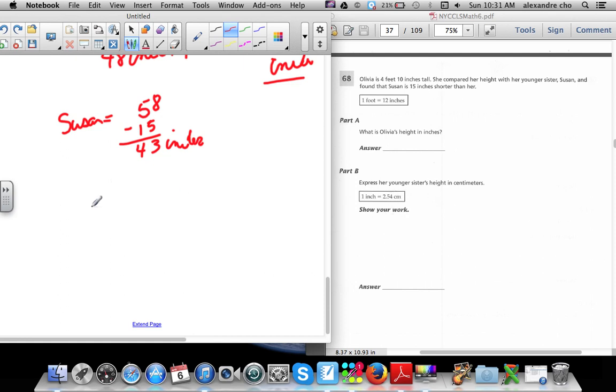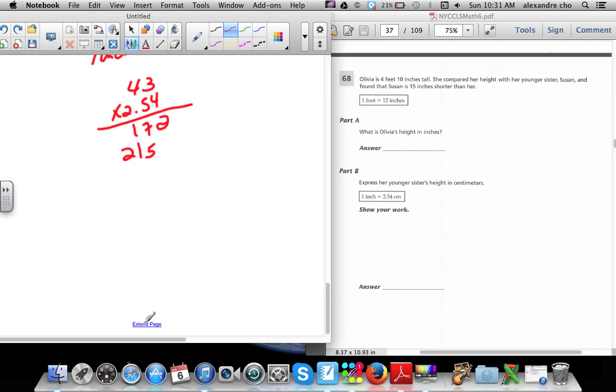Express her sister's height in centimeters. So 1 inch equals 2.54 centimeters. So 43 inches, you will multiply by 2.54. Not sure I understand this question, but here we go. So it's 12, 17, and 15, 21. And this would be 1, 2, 6, and 8.